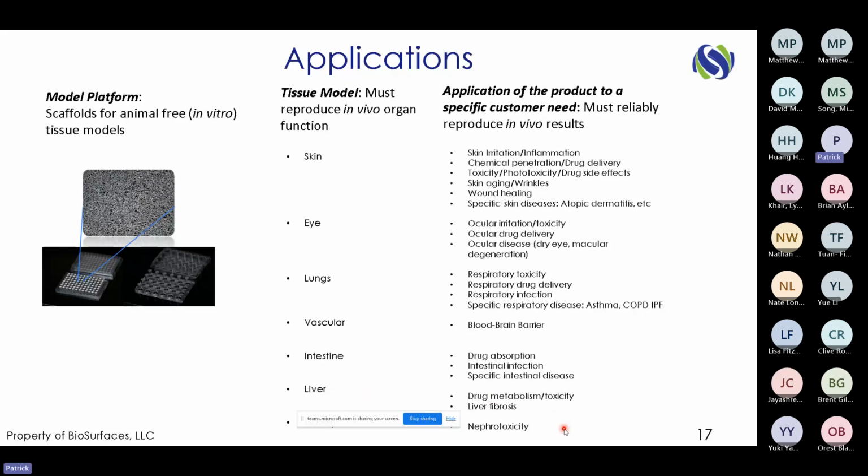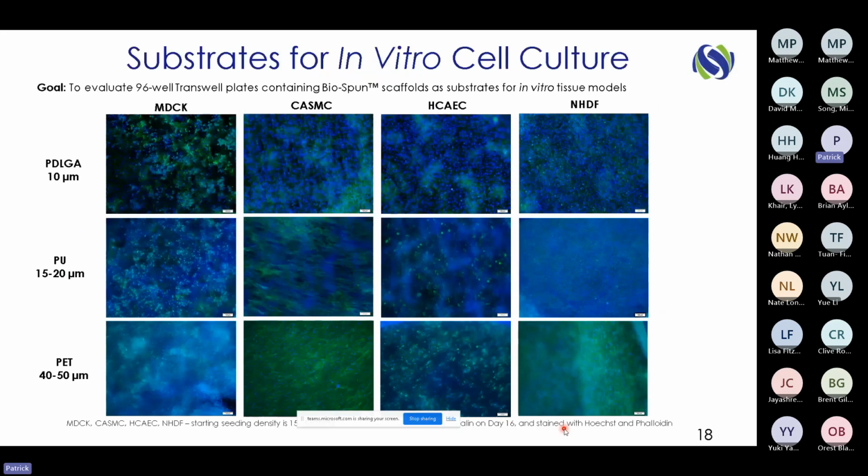All right. So now I'll move into some of the data that we have. This slide is just a survey to demonstrate that all of our scaffolds, the PDLGA, polyurethane, and the PET, are very good substrates for a wide variety of cells. Here we have an MDCK cell line, canine kidney cells. Here we have human coronary artery smooth muscle cells. Here we show human coronary artery endothelial cells, and here normal human dermal fibroblasts. This is stained with either the Hoechst dye, staining the nuclei, or phalloidin. And all of these scaffolds are able to support the attachment and growth of a wide variety of these cell types.